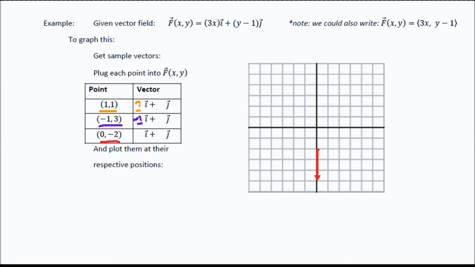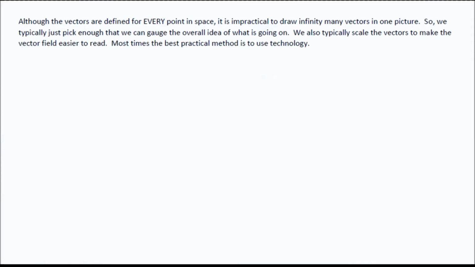So typically, although we could do this by hand, and that is kind of useful sometimes, technology is the way to go. When we do look at vector fields, they're typically going to pick just enough vectors so you get an idea of what's going on, an overall feel for what the vector field looks like. And a lot of times the technology is going to scale the vectors so that the vector field is much easier to read. You could see with that last example that some of those vectors were pretty big, and they're going to start overlapping quite a bit, and we don't want our vectors to overlap.